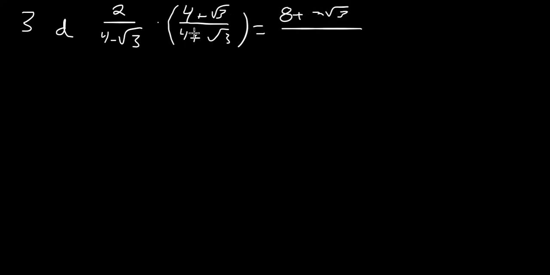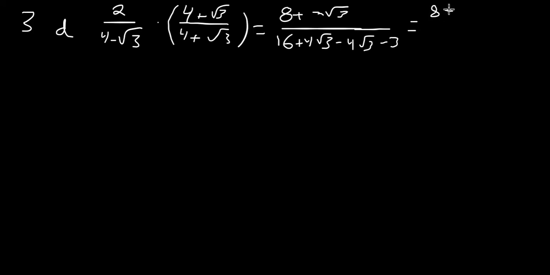The denominator will be 4 times 4, which is 16, and then 4 times square root 3, and then negative square root 3 times 4, which is negative 4 square root 3, and then negative square root 3 times square root 3 is negative 3.